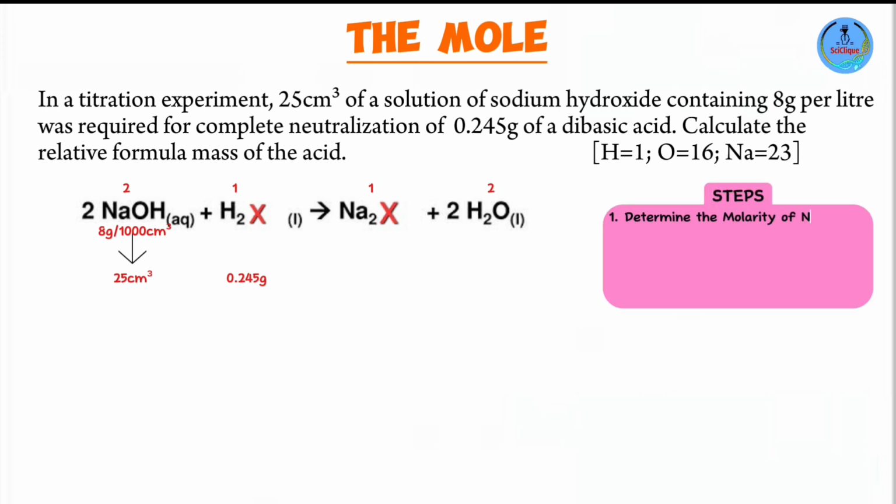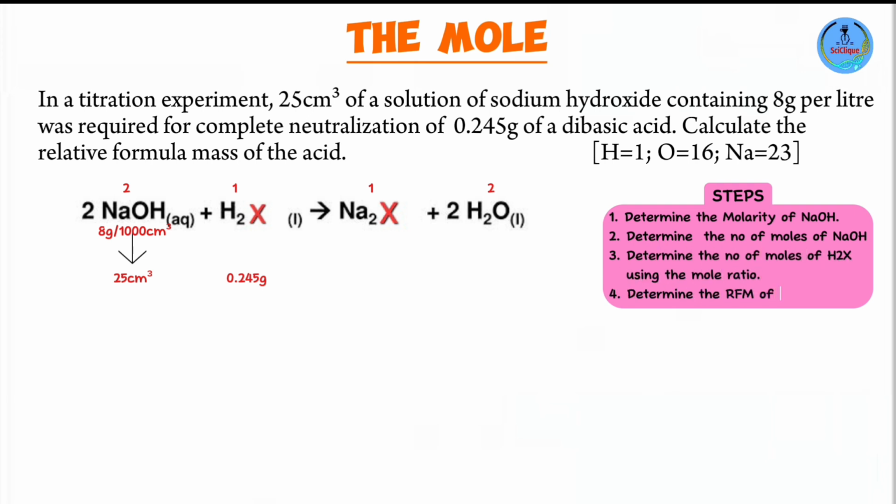Number 1, determine the molarity of sodium hydroxide. Number 2, determine the number of moles of sodium hydroxide. Number 3, determine the number of moles of the acid using the mole ratio. And lastly, determining the RFM of the acid. Now let us start. Let's look at the information that we've been provided with regarding sodium hydroxide. For the acid, like literally we have very little.